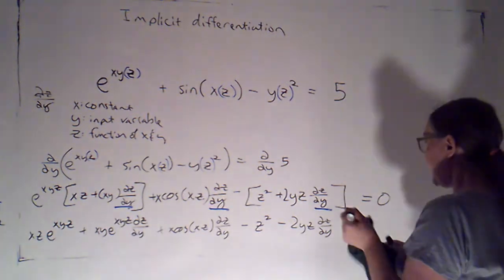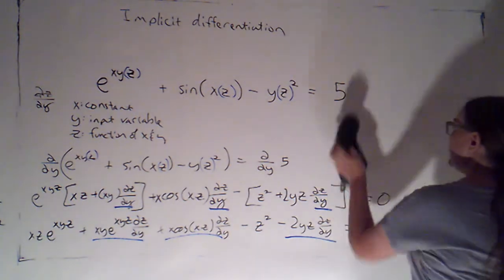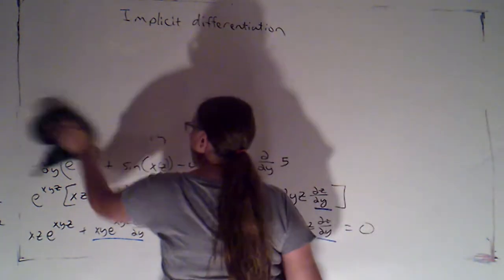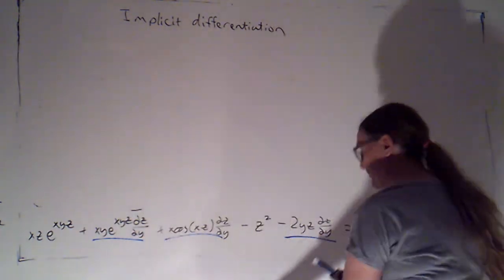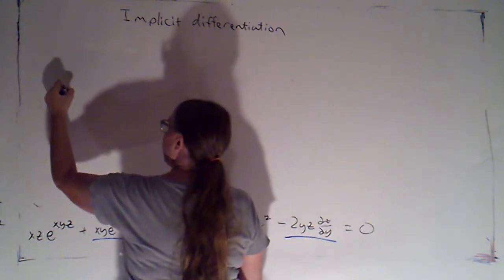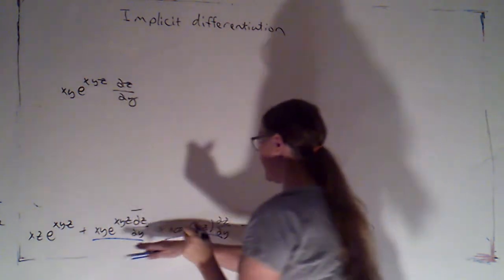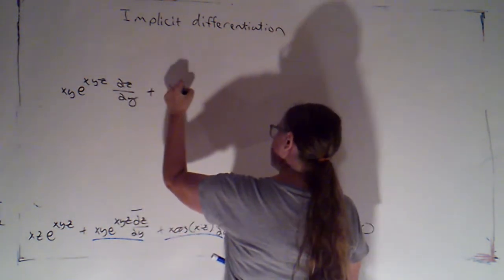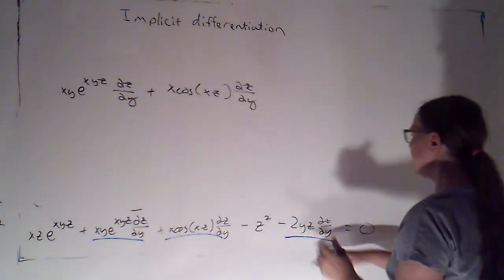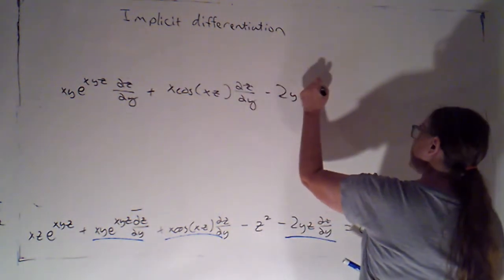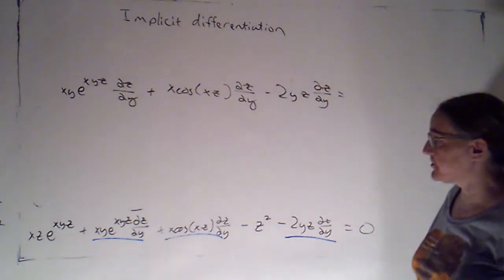Okay, so now here are my 3 terms that involve the partial of z with respect to y. I'll keep those on the left and move everything else over. So we will have xy e to the xyz times the partial of z with respect to y. We will have plus x cosine of xz times the partial of z with respect to y. And we will have minus 2yz times the partial of z with respect to y. That's going to equal what I get if I move the other stuff over.